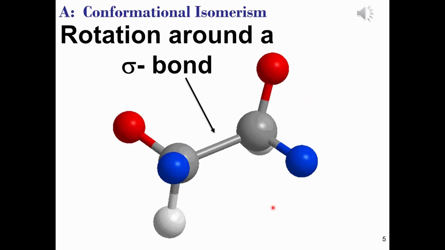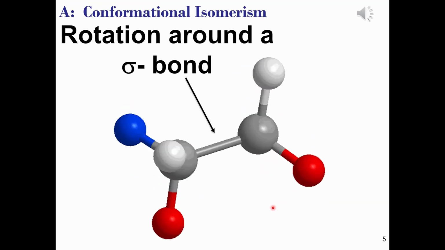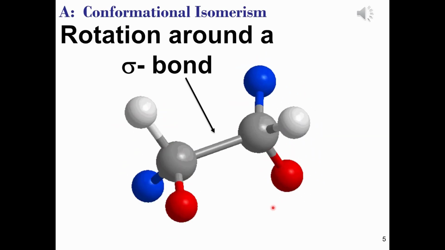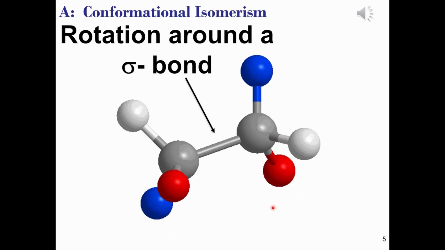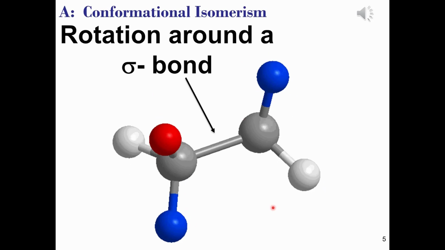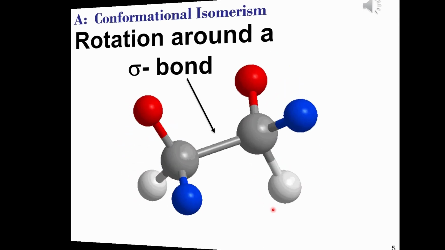Here we see the rotation around a sigma bond in an ethane molecule. I've coloured the hydrogens in different colours so that you can see their positions relative to each other. We need to be able to represent this though in 2 dimensions. Let's have a look at some of these representations on the next slide.